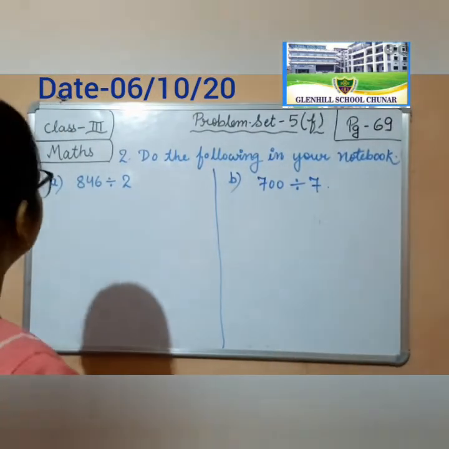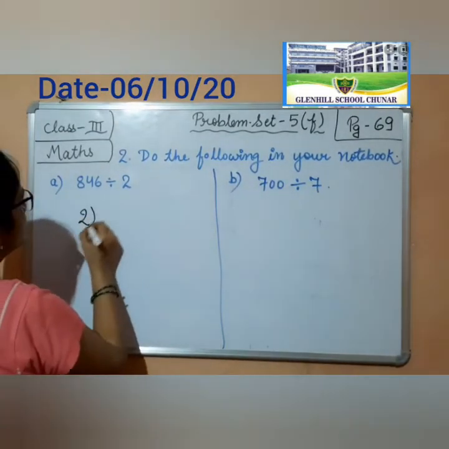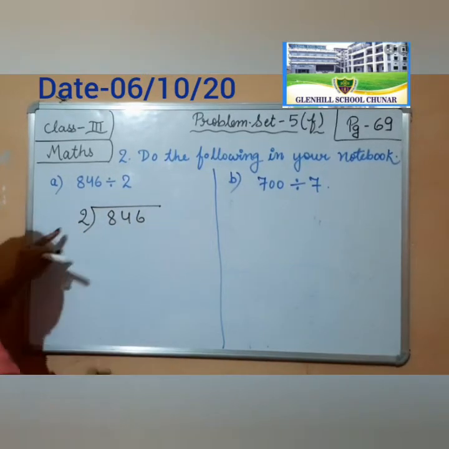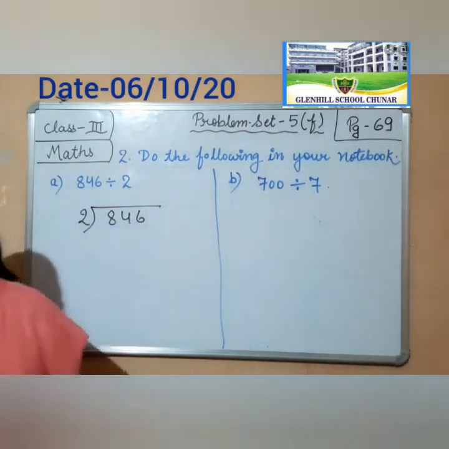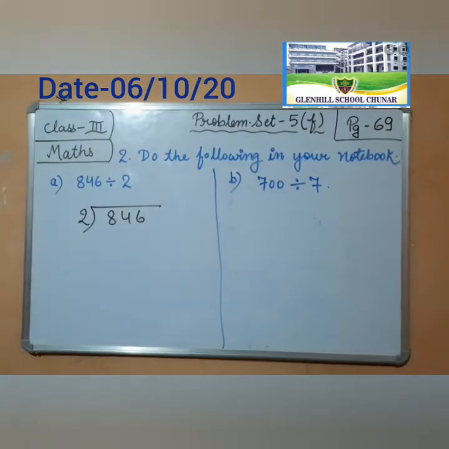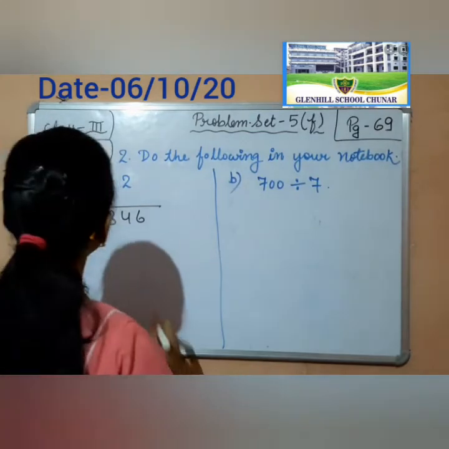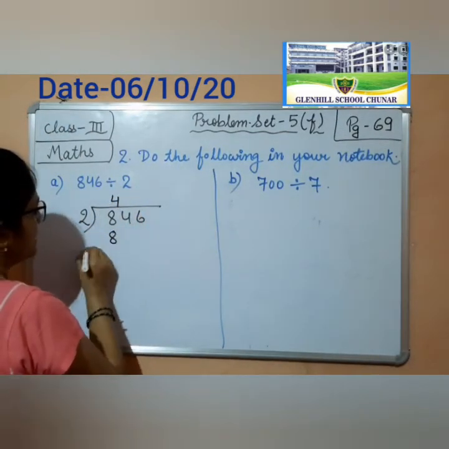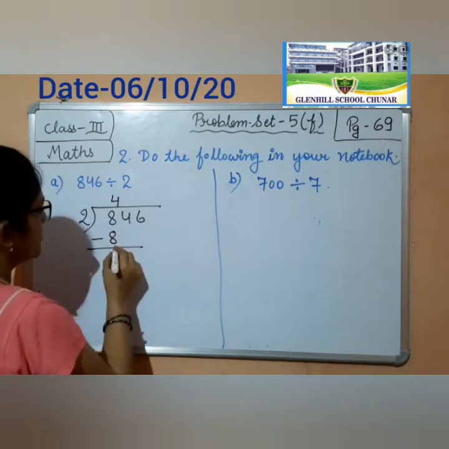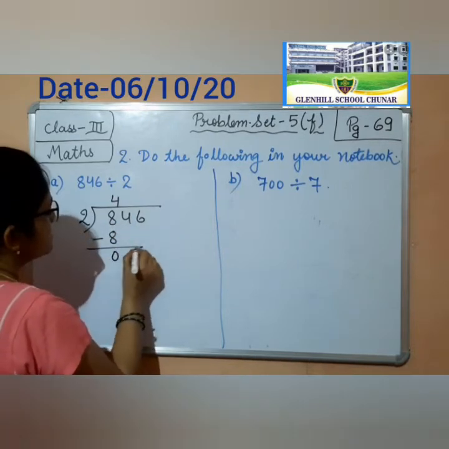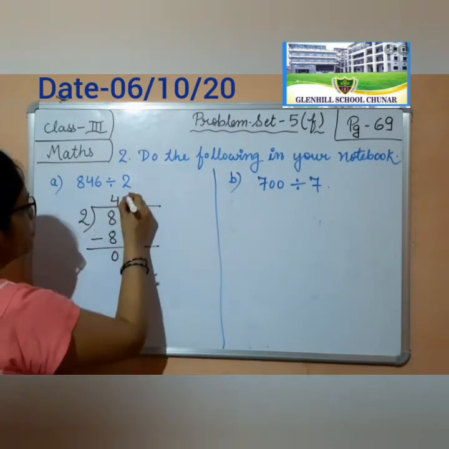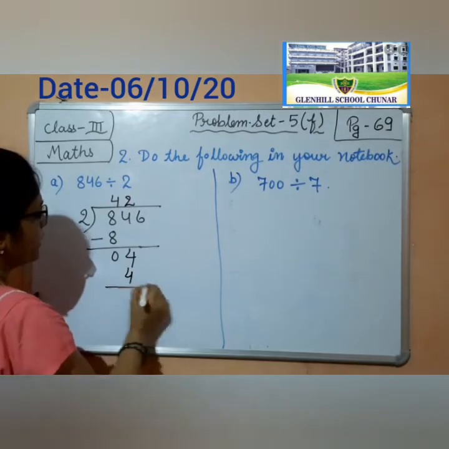Okay, now see here, 2 I have written, 8, 4, 6. Okay, in 2's table 8 comes how many times? In 2's table 8 comes 4 times. Okay, so 2 4s are 8. So 8 I have written here, done the minus. Now 8 minus 8 comes 0, then here 4. Now 2 2s are 4. Okay, 2 2s are 4.